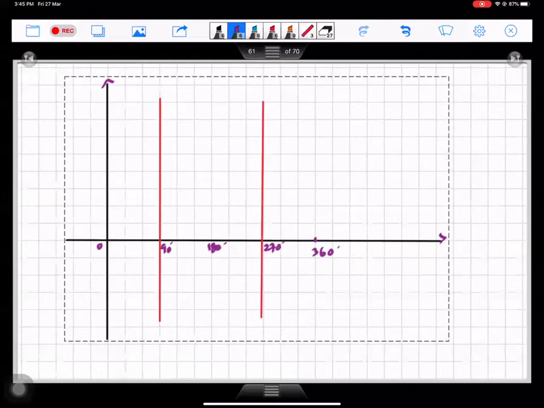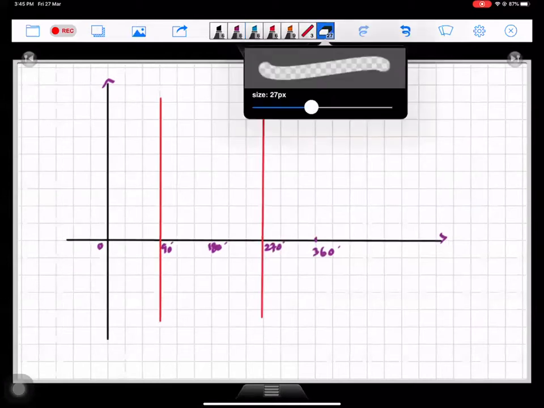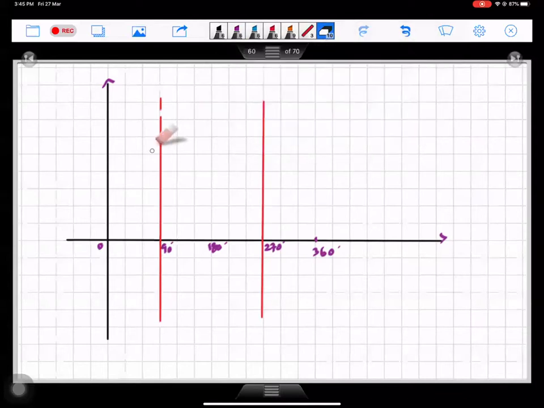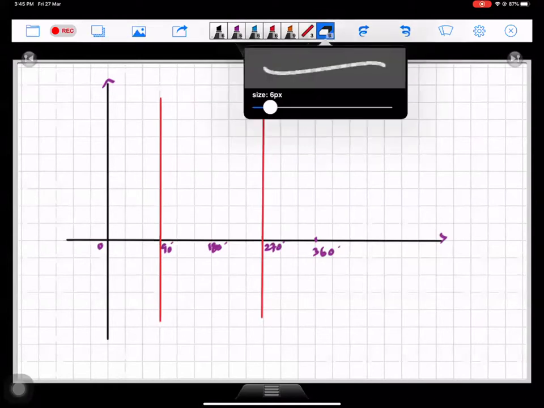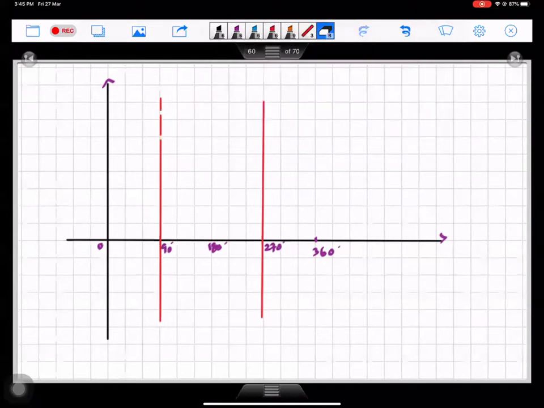Now, first of all, I'm going to use the eraser and make these lines a bit dotted. Doesn't look nice. This is fine. Also over here. Now let me remove the grid.